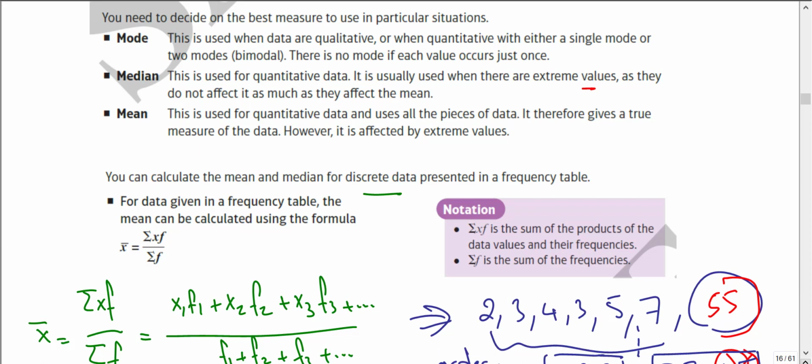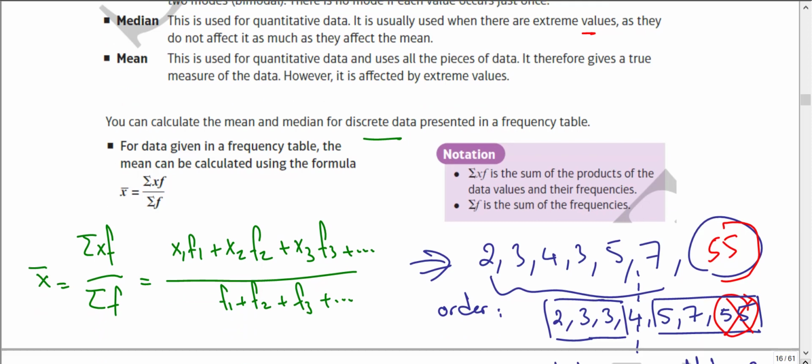What does this mean? Now, pay attention, please. Here, you see this example down here? I wrote some values: 2, 3, 4, 3, 5, 7, and 55. 55 here is considered an extreme value. Why? Because it's really larger than the other values. You can see all the values 2, 3, 5, 7 are close to each other, except for this value, it's really big. So this value is called an extreme value.